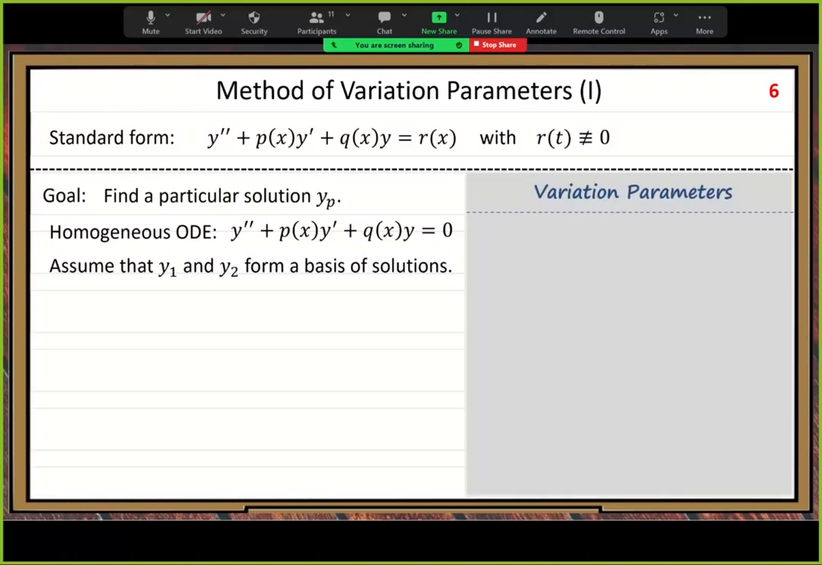Variation of parameters. Here, let me try to explain what special format of YP we should use. That assumption is important. What YP should we use? Here, it's not easy to get the right assumption.